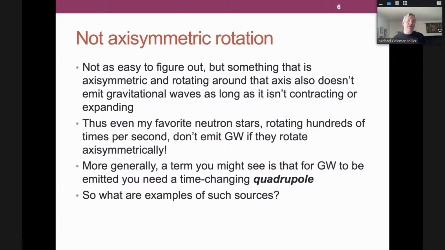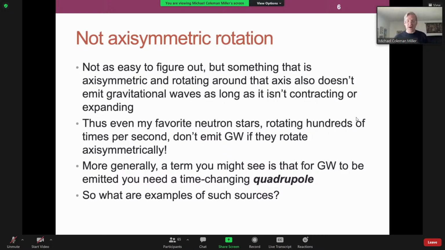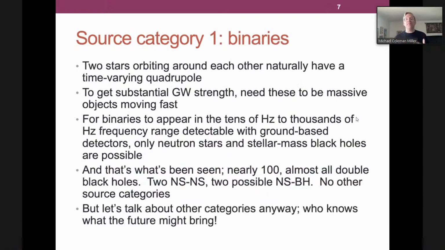But now we're going to talk about examples of such sources. And in the field, it has become traditional to divide possible gravitational wave sources into 4 categories, which we're going to go through now. Category number 1 is binaries, 2 stars orbiting each other. These naturally have a strong time-varying quadrupole. But remember, that's not enough. It's not just enough to say it can emit gravitational waves. We'd like to be able to have it emit so much in gravitational waves that this is potentially detectable. For that to occur, the objects in the binaries have to be massive and they have to move fast.